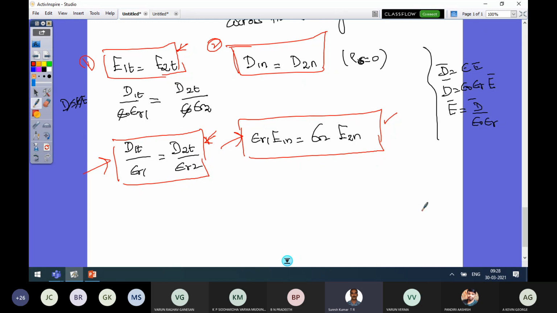Now the direction: what will be the direction change, or what will be the refraction? You can think of the light example. When it is passing from one medium to another different medium, what will be the refraction? What will be the bend of the field? That's what we are going to calculate now.